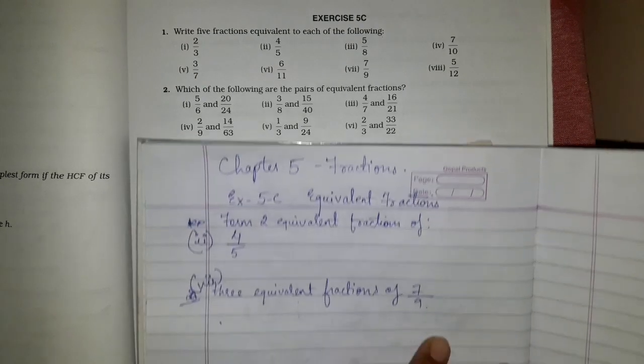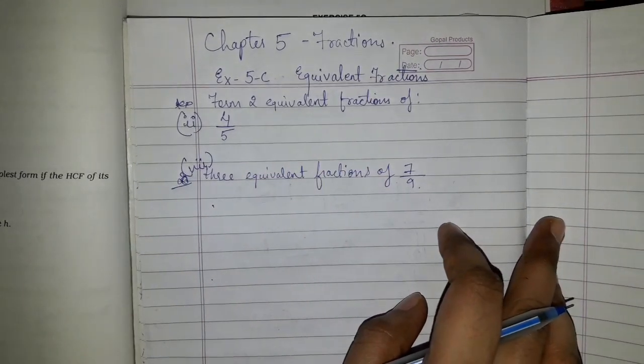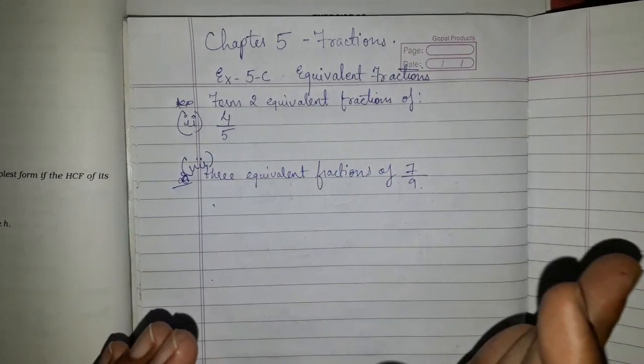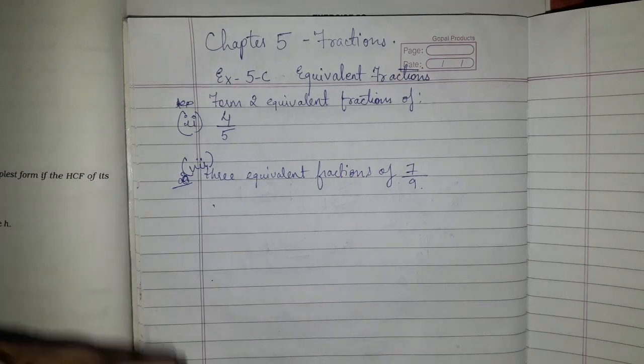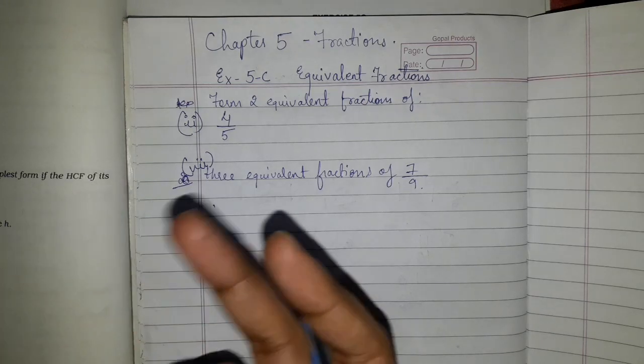So how to form the equivalent fraction? First, let me take these two examples. Let me teach you how to form equivalent fractions. Equivalent fractions are those fractions which look different, but they are one and the same. If you cancel them, if you see the result, the final result is one and the same.